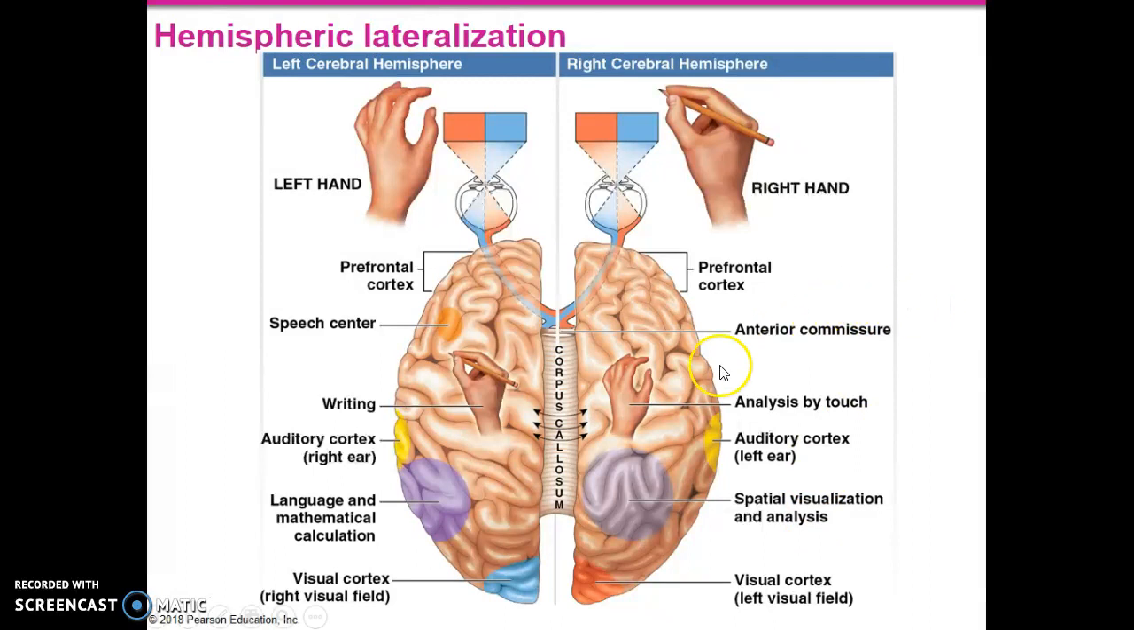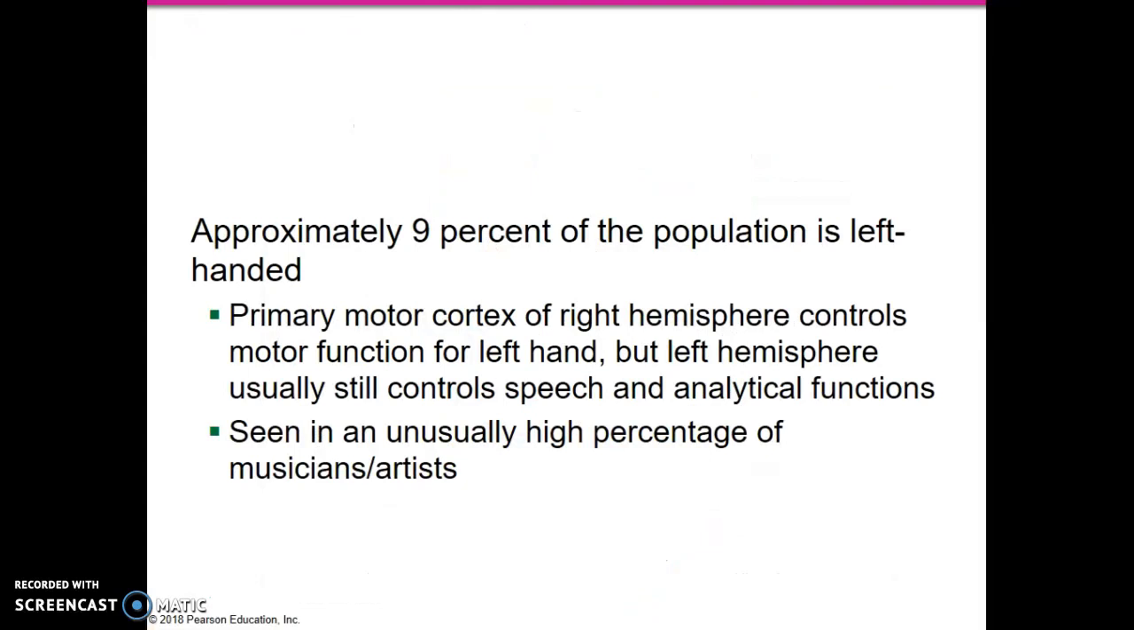And here you're picturing the crossover. What's coming in through the optic nerve, in the right eye, is going to cross over and be interpreted on the left side. You do not have to be able to recognize the location of these different areas. About 9% of us are left-handed, and a lot of musicians and artists are left-handed.